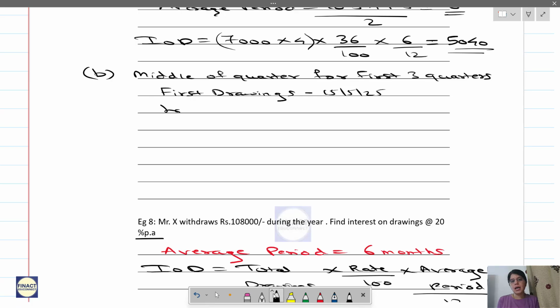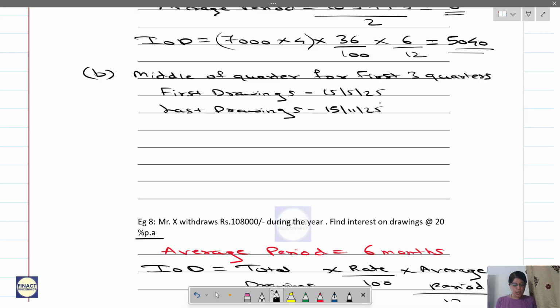And the last drawing is in the third quarter. Only 3 drawings are there. So the last drawing is in the third quarter. April, May, June is the first quarter, July, August, September is the second quarter, and the third quarter is October, November, December. So November is the last drawing.